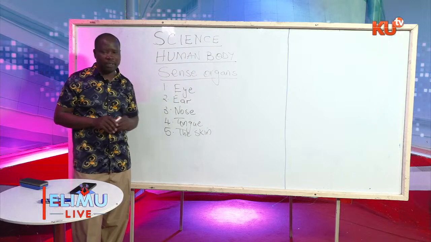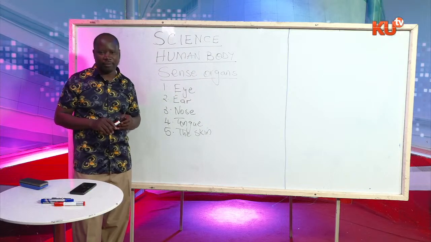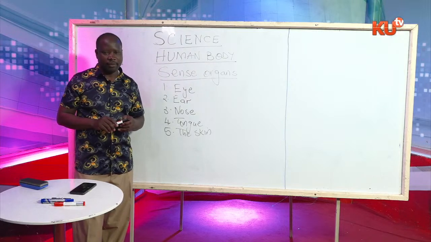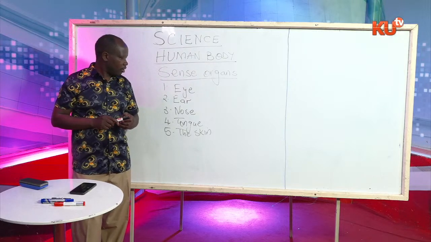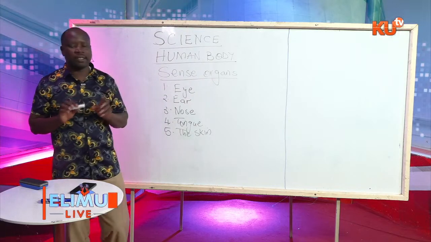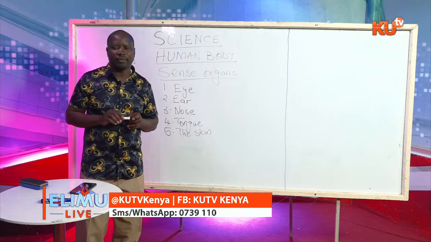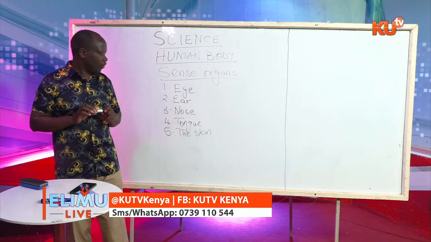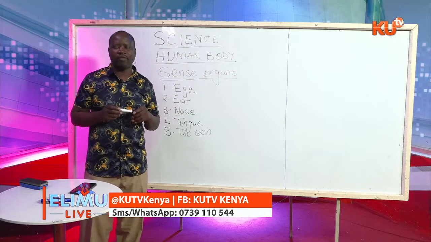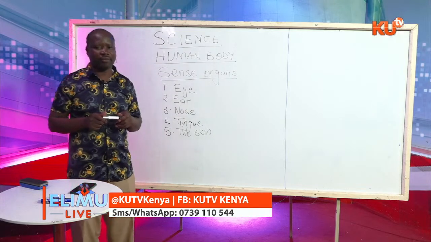What is the function of the eye? Close your eye. I want us to close our eyes, except me. So you close your eye for 30 seconds. Close both eyes for 30 seconds. Then I'll give the next instruction.